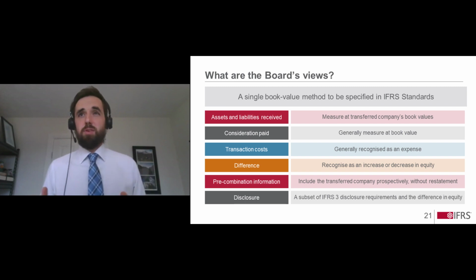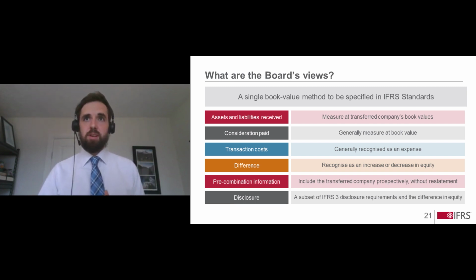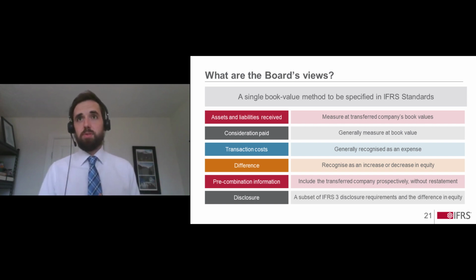The board reached a view that a single book value method should be specified in IFRS standards, and on screen you can see a summary of the board's views. For a lot of those areas, we tend to hear broad agreement with the board's views, but I'll focus on the two areas that we have the most debate around, which are the two areas in red.